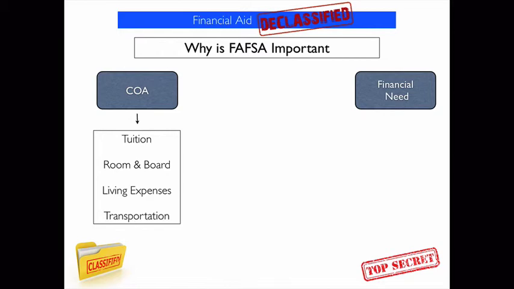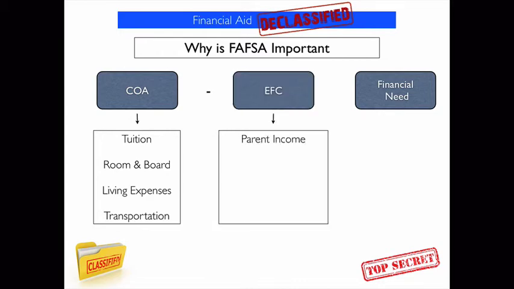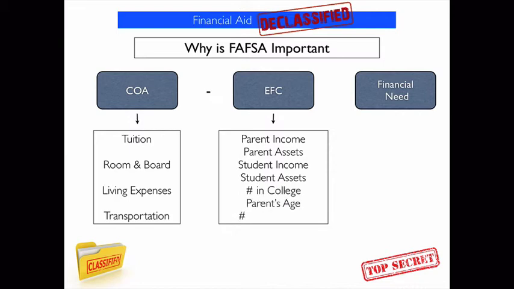So the formula is the cost of attendance minus the expected family contribution. Now, expected family contribution is determined by the size of the family, the age of the parents, the number in college, both the students and the parents' assets, as well as the parents' and the students' income. That's all included in the expected family contribution.